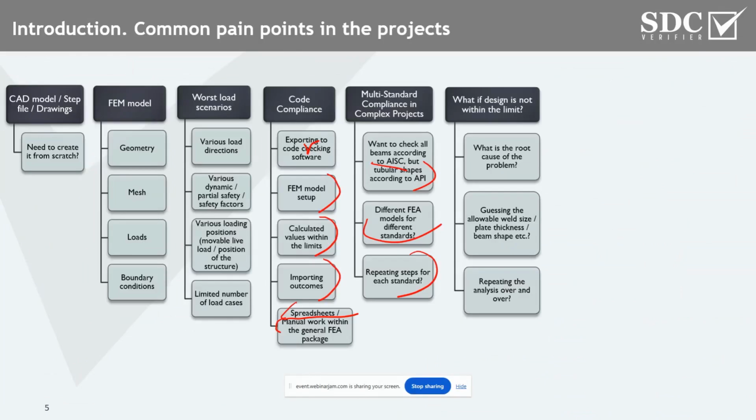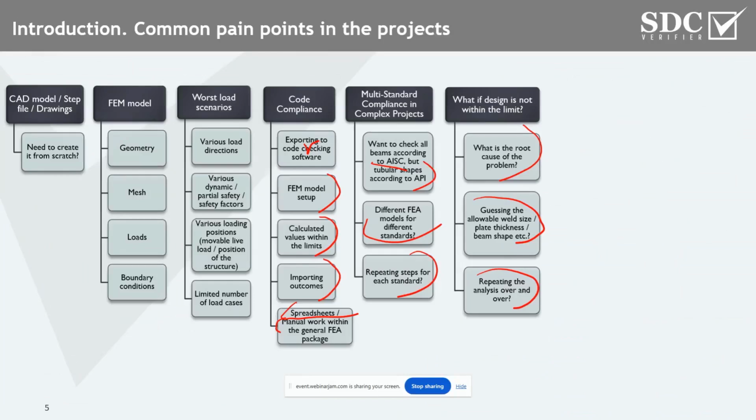But then, life is harder, and what if our design is not within the limit? It's also a typical question, because we check the design, we see some red spots, a utilization factor above what we expect. So we have to figure out the root cause of the problem, and then we have to fix it. And then we either guess the allowable weld size, the plate thickness to prevent buckling, the beam shape to prevent beam buckling, and so on. And we are forced to repeat this analysis over and over again.